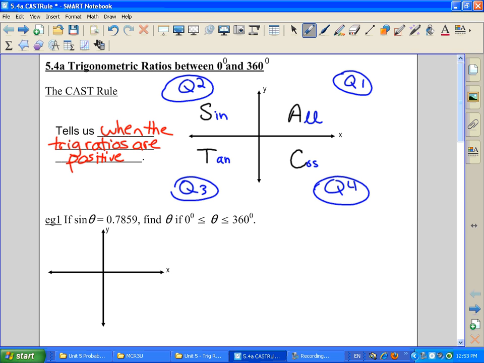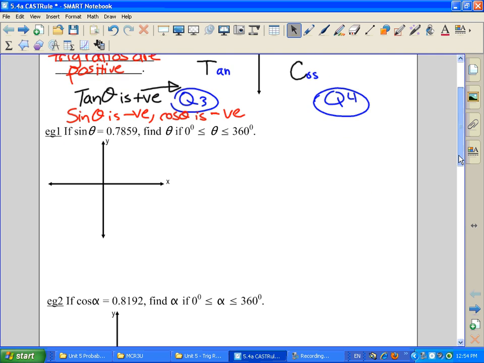We could also argue, ladies and gentlemen, for example, if we take a look at quad 3, this tells us that tan theta is positive. But if tan theta is positive, then what must be negative? We could argue that it also tells us that the sine theta is negative and the cos theta is negative. So again, the CAST rule tells us when they're positive, but if they don't appear in that quadrant, then they will be negative as well. All right, so we're going to use that information today to help us solve some problems.